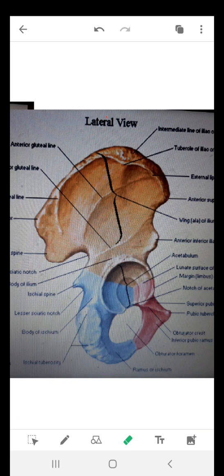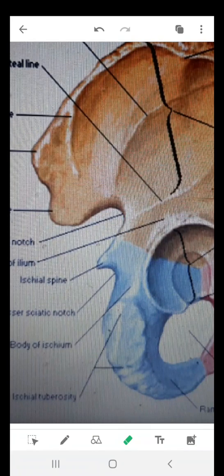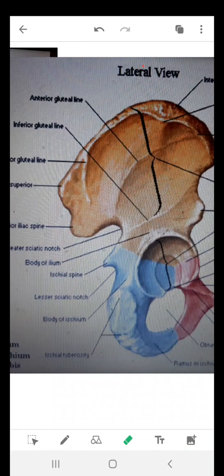Why? Because the ischium forms the posterior inferior aspect of the acetabulum. You can see it is located posteriorly and inferiorly. So that's the introduction to the ischium, the posterior inferior aspect of the acetabulum. Now, what are the most interesting features of the ischium?